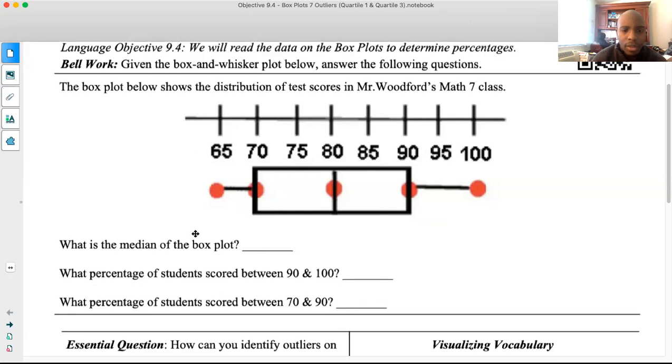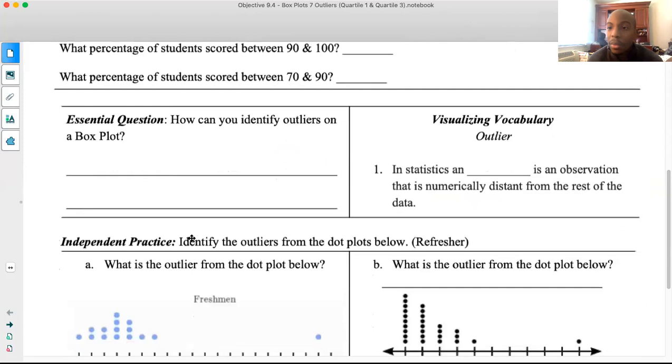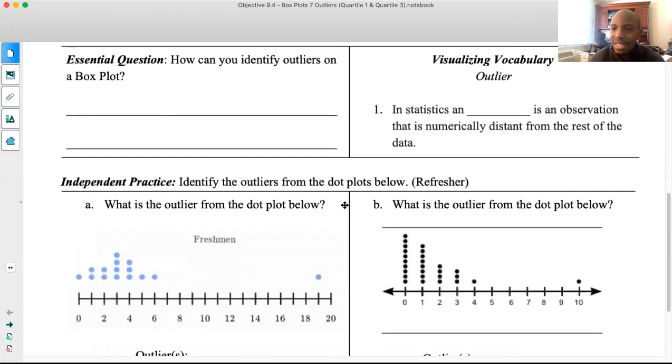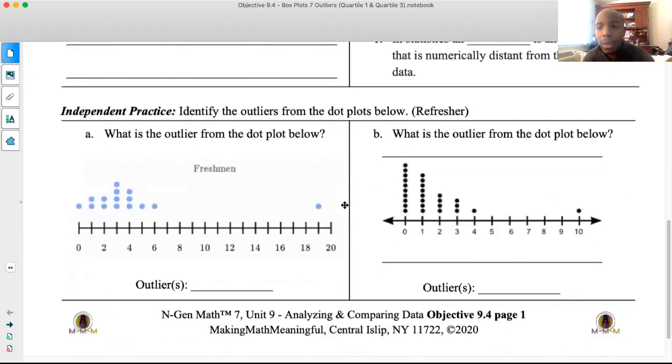All right. So the question that I want you to think about is how do we identify outliers on a box plot? They're not the same as when we identify them on a dot plot, and we're going to talk about that in a second. And then we're obviously talking about statistics, and an outlier is an observation that is numerically distant from the rest of the data.